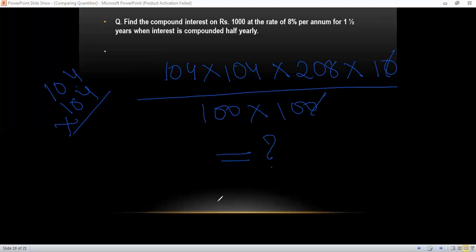After multiplication, you will get the amount, and then you have to subtract the principal from the amount, and then you will get the compound interest. So this is for you all. You can solve it and write the answer in the comment box.